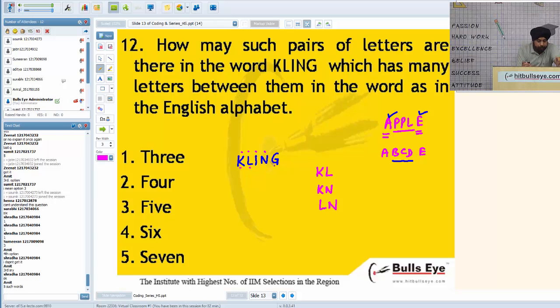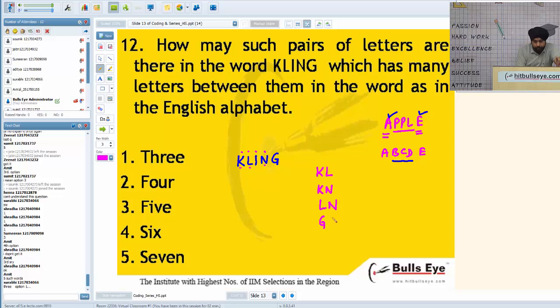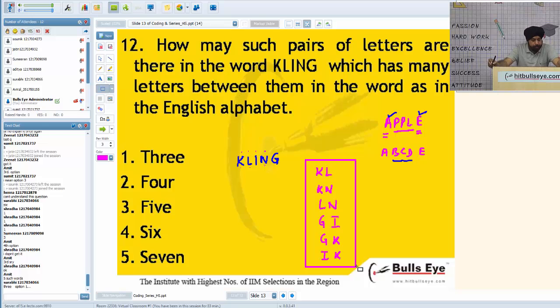Then count it from the reverse order also, students. Reverse order. G, H, I. It is G, I. G, H, I, J, K. It is G and K. Then N, O, P, Q. No, I, J, K. It is I and K. So students, checked carefully. There are 6 such pairs.